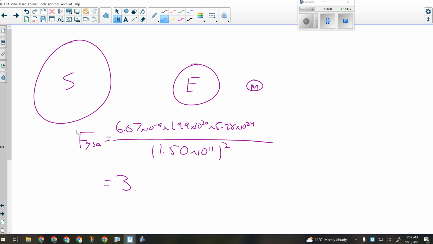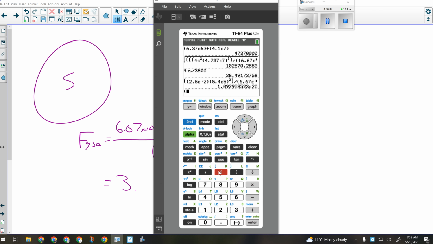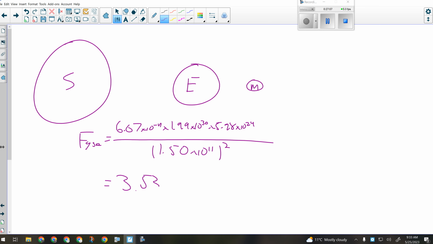When we do that, we should get 3 point, I don't remember what it is. Done it enough times, I should remember. 6.67, negative 11, 1.99, divided by 1.5. All right, so 3.53 times 10 to the 22 newtons, toward the sun.